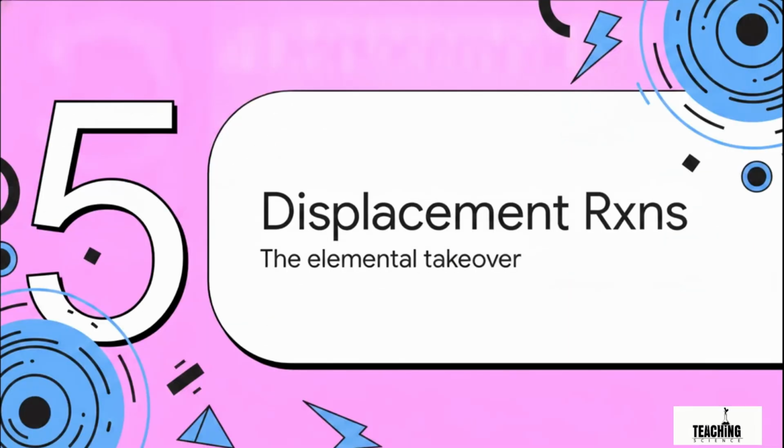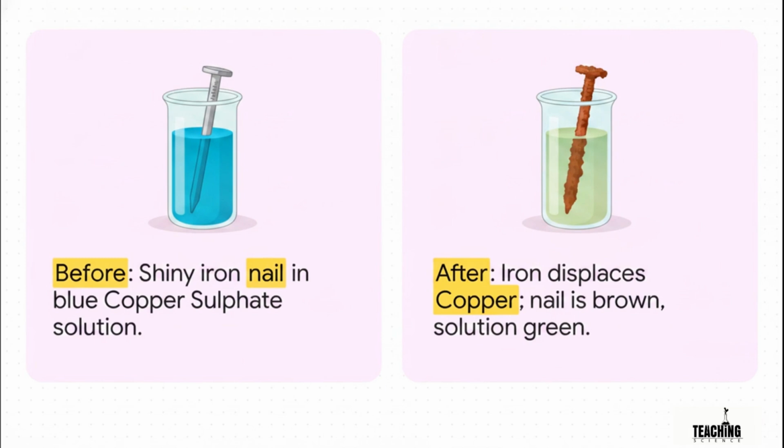Okay, Section 5. Displacement reactions. We've seen things join together, and we've seen them break apart, but now let's look at what happens when a more reactive, aggressive element steps in and just totally takes over. Just take a look at this classic lab activity. Before the reaction, we take a shiny iron nail and drop it into a vibrant blue copper sulfate solution.